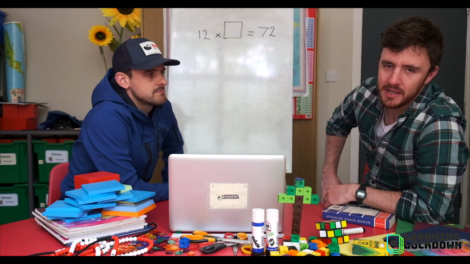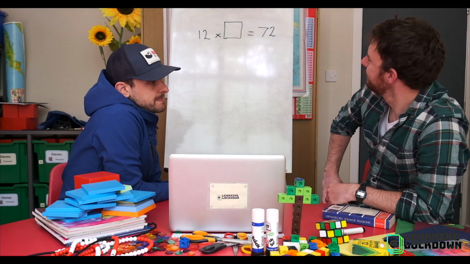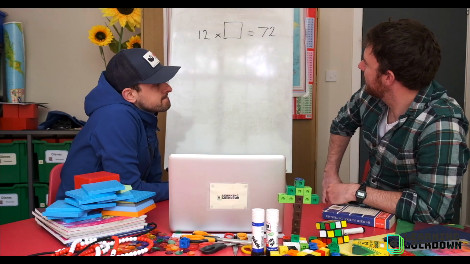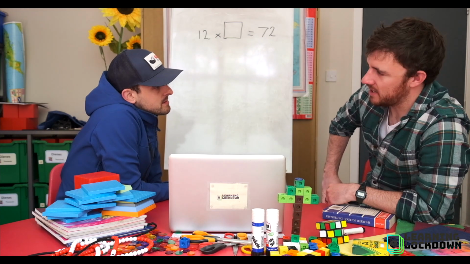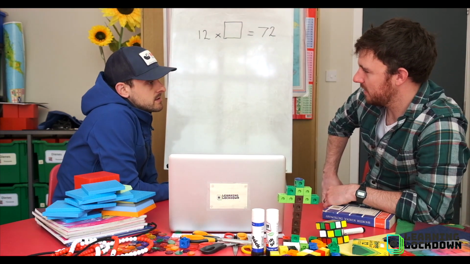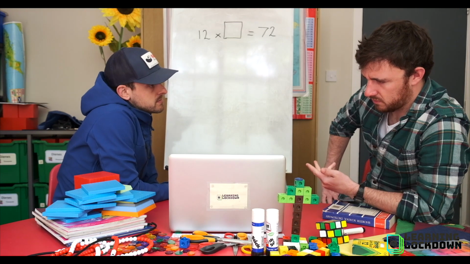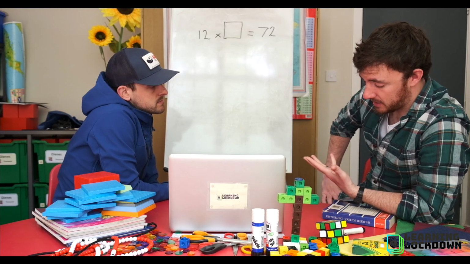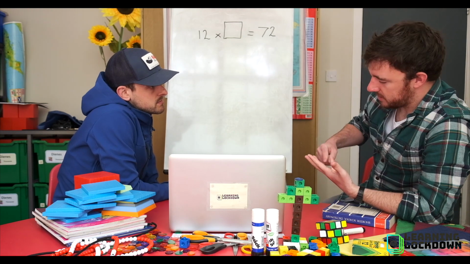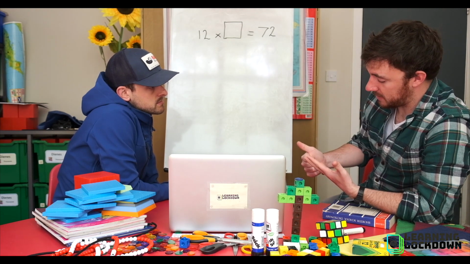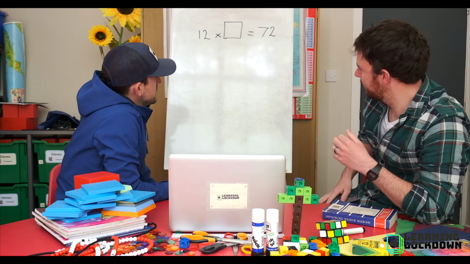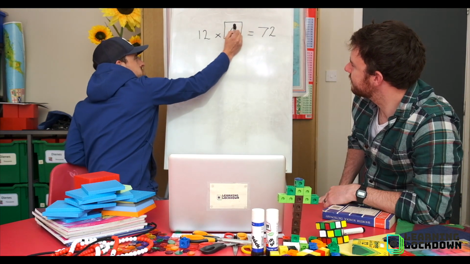12 times something equals 72. Well, I know my 12 times tables. I have a count in my 12s until I get to 72. So 12 times 5 is 60, you know that. And then 67. One more lot of 12, so that would be 6 lots of 12. So you know your 12 times table, so you can work that out.